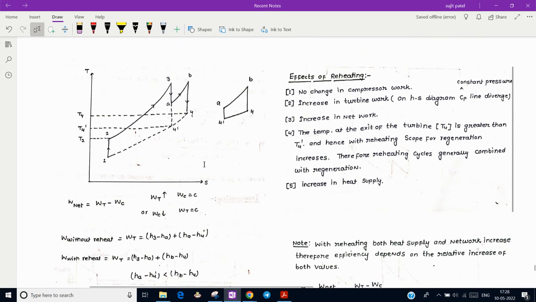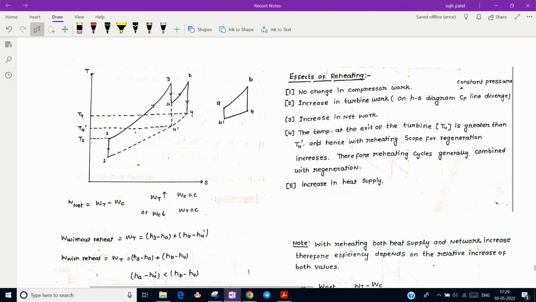So this is the schematic with the help of the TS diagram. Now what are the effects of reheating that we have to write? First, no change in compressor work, as you can see here in the TS diagram. Second, an increase in turbine work, as we get more work in the additional rectangle. Ultimately net work will increase because it is WT minus WC, turbine work minus compressor work. Compressor work remains constant, but positive work is going to increase. So our net work is going to increase.